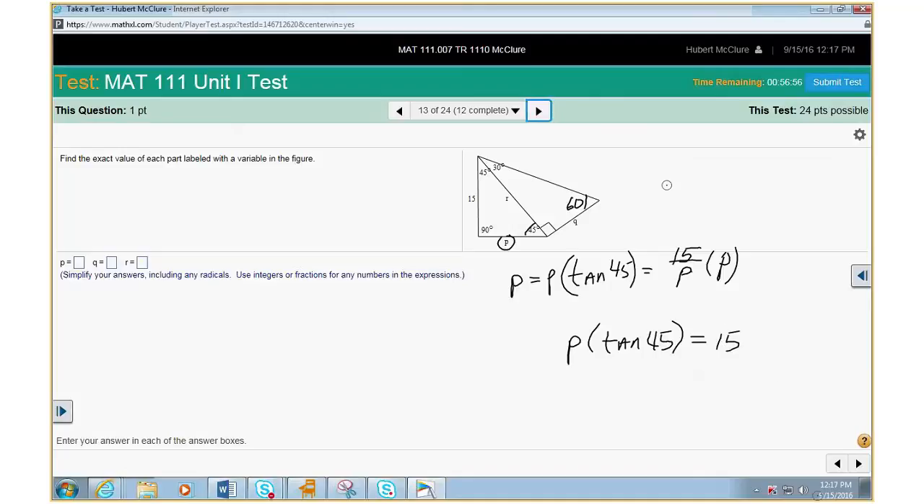Now what? Divide by the tangent. And when you do that, P is equal to what? 15 even? 15 feet. Now, 15 squared plus 15 squared is what? 225 plus 225 is 450. And take the square root of 450, what do you get?